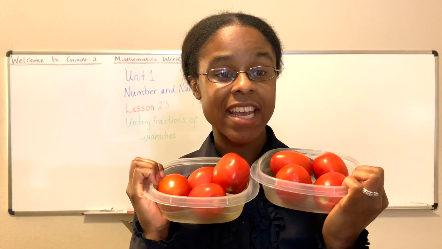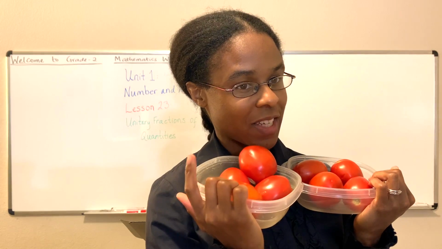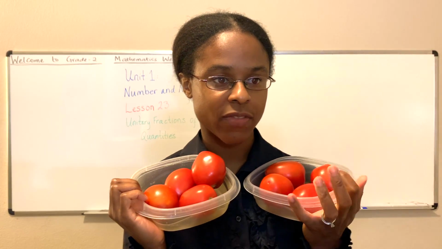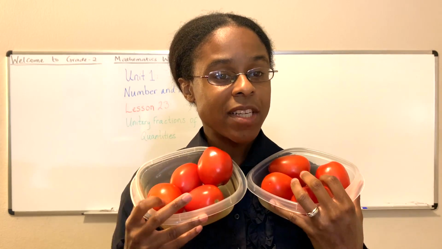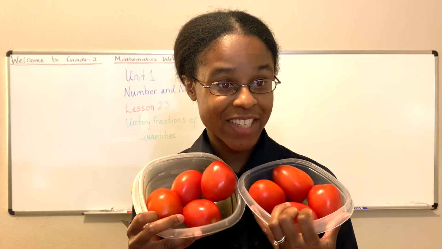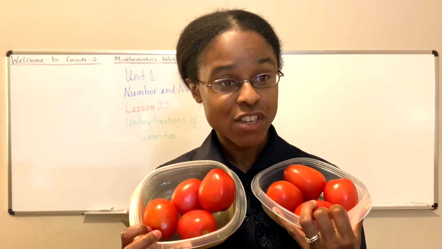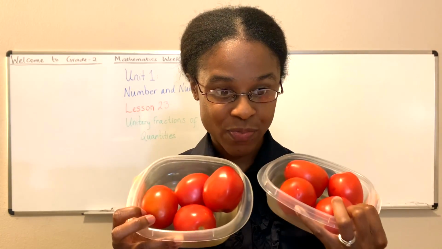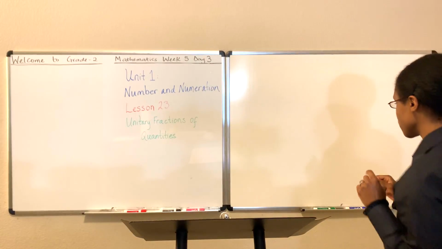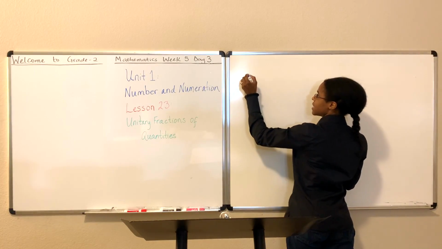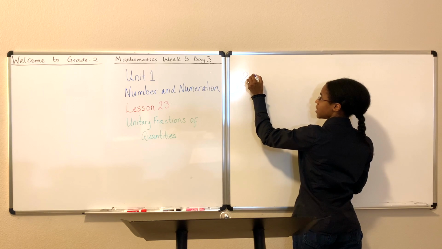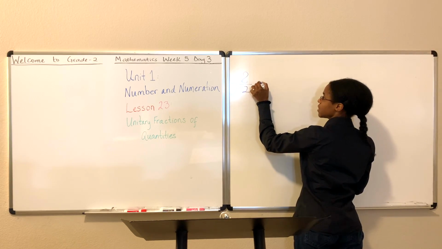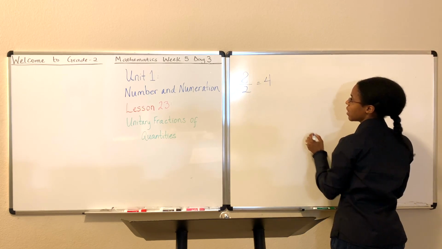Now that we've taken 8 and divided it equally between 2 containers, maybe my husband and I will both have a bowl of tomatoes for breakfast. How many tomatoes did each person get? Did you already count them? Yes, 4. So what is 8 tomatoes divided by 2? 4. Let's write that down so it sticks a little bit: 8 tomatoes divided by 2 containers is 4.